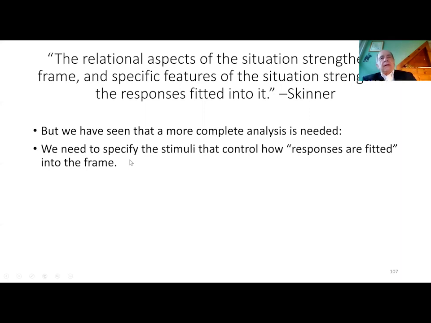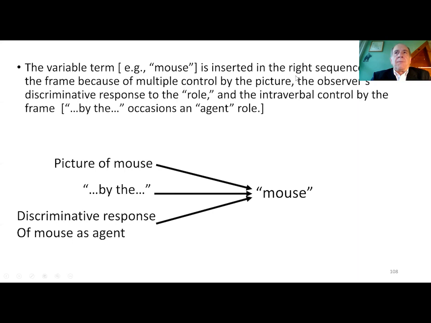But we've seen that we need a more complete analysis. We need to specify the stimuli that control how the responses are fitted into the frame. So the variable term mouse is inserted in the right sequence in the frame because of the multiple control by the picture, the observer's discriminative responses to the role, and the interverbal control by the frame. So we have the picture of the mouse, we have the part of the frame that calls for the agent of the action, the X is the agent in this case, and we have discriminative responses to the mouse, the picture of the mouse as an agent. Those three things pooled together cause us to say mouse at just the right time.